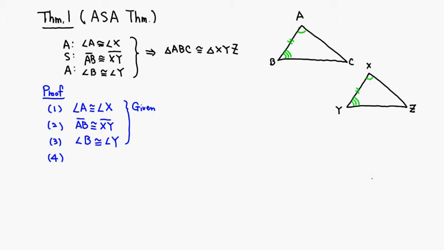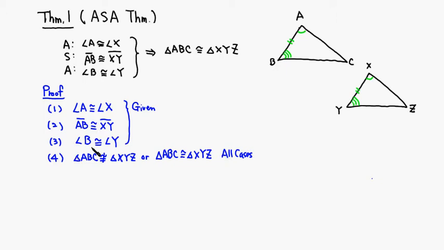Alright, so let's do all cases. All possible cases would be either triangle ABC is not congruent to triangle XYZ, or they are congruent, so triangle ABC is congruent to triangle XYZ. Right? So those are all the possible cases. I'll just say all cases.